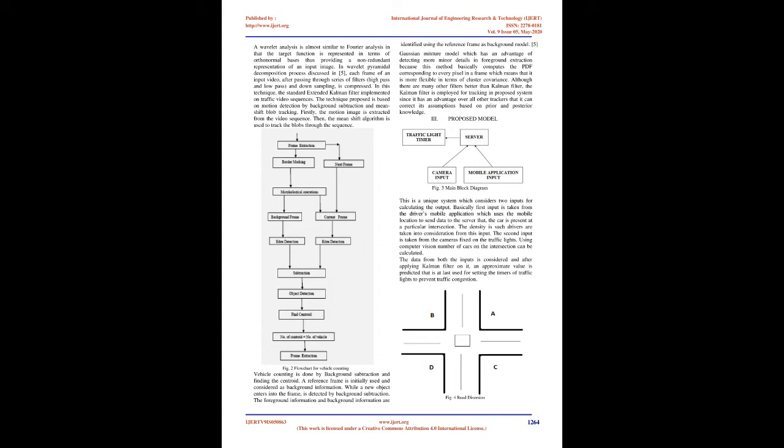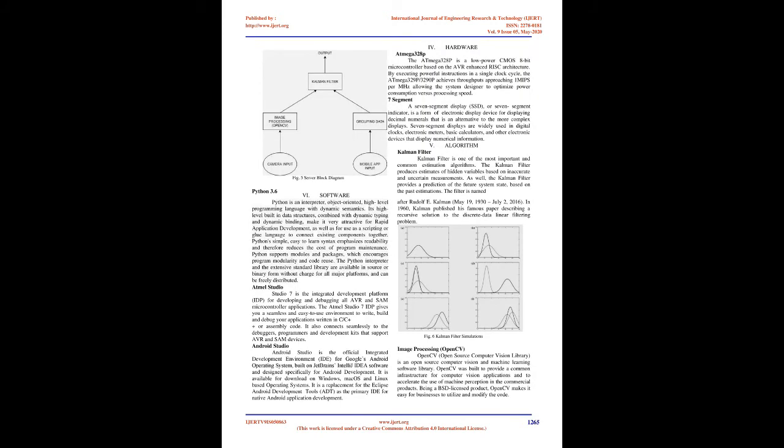Proposed model. Fig. 3, main block diagram. This is a unique system which considers two inputs for calculating the output. Basically, the first input is taken from the driver's mobile application, which uses the mobile location to send data to the server that the car is present at a particular intersection.